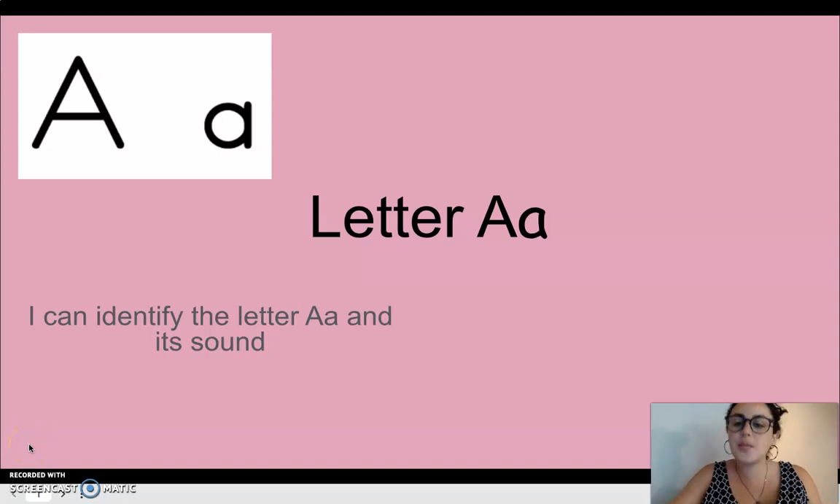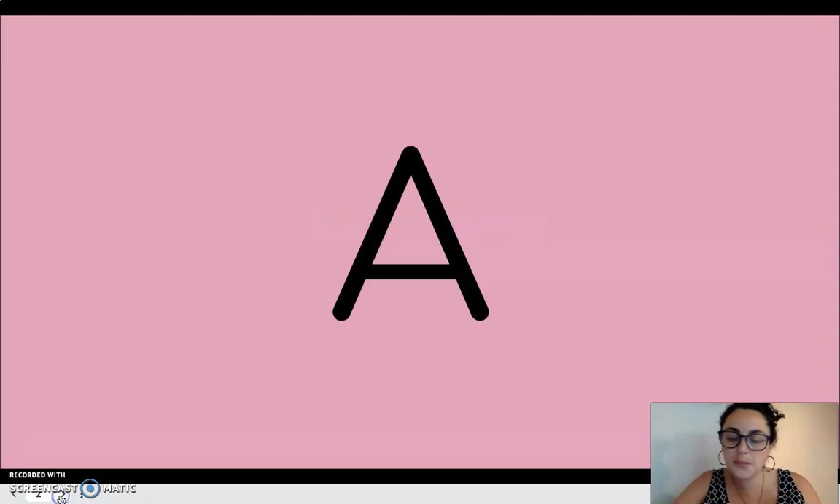In this lesson, we're going to talk about the letter A. We'll learn what it looks like and the sound that it represents. This is an uppercase A. We write it like this.